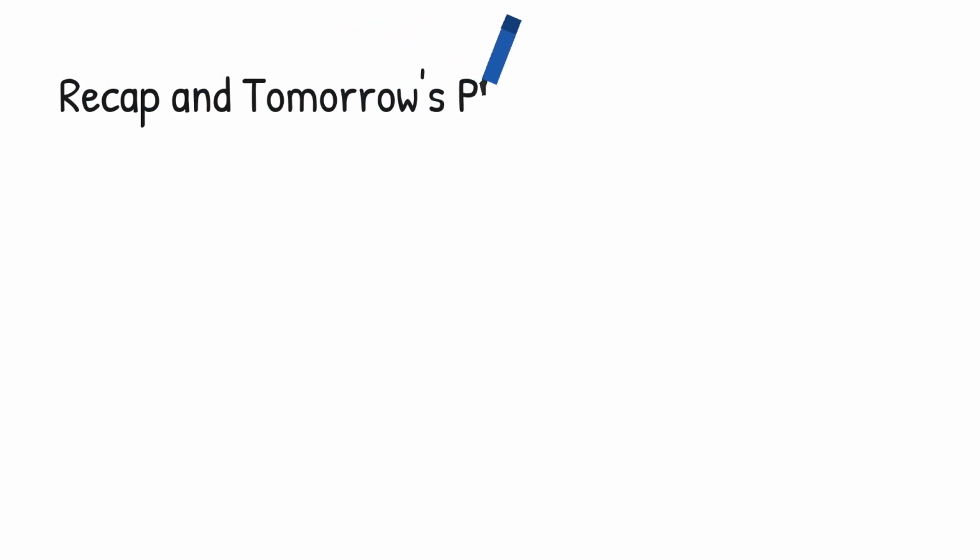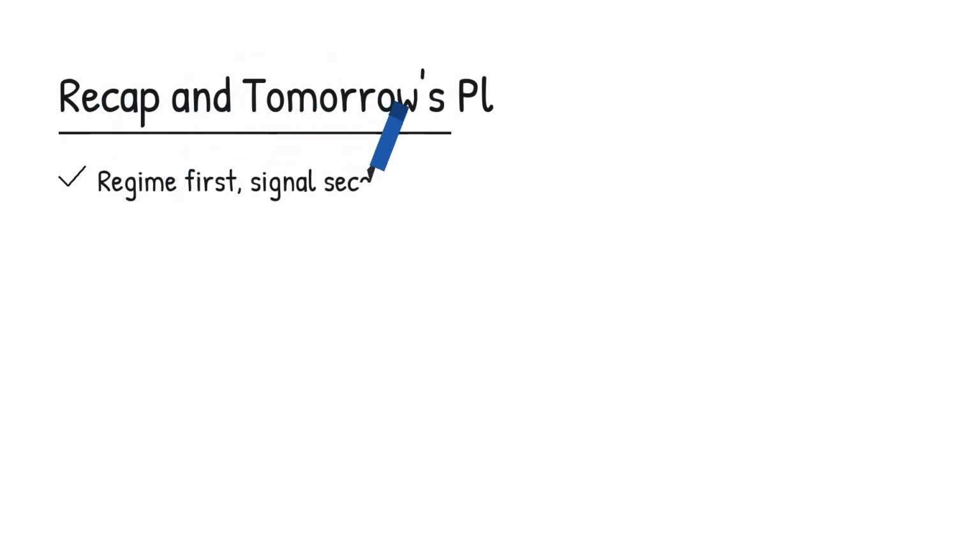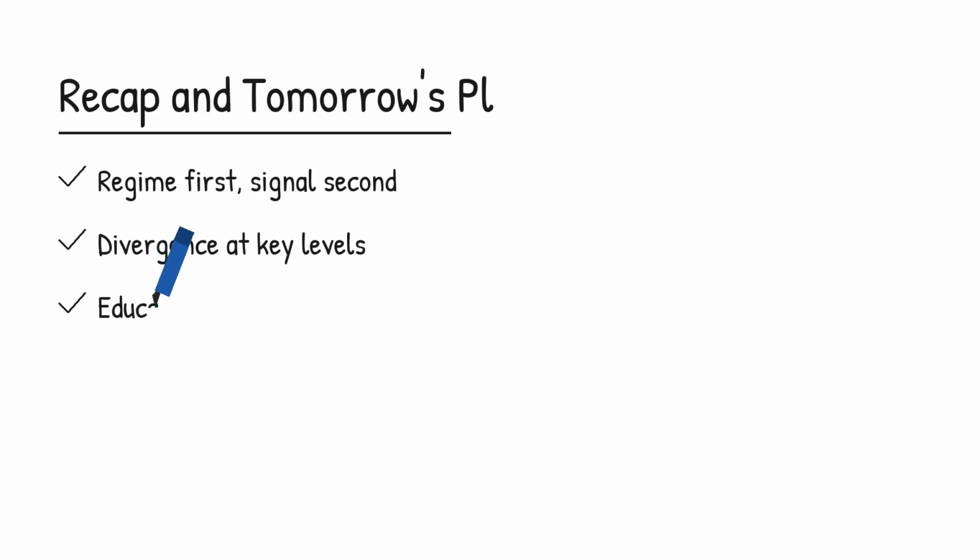To recap, stochastic measures close relative to range, signals via crossovers in extreme zones, and earns its keep through divergence. Use it in ranges, filter it in trends, and anchor stops to price structure. Tomorrow, pull up your watch list, identify the regime first, then look for divergences at key levels.